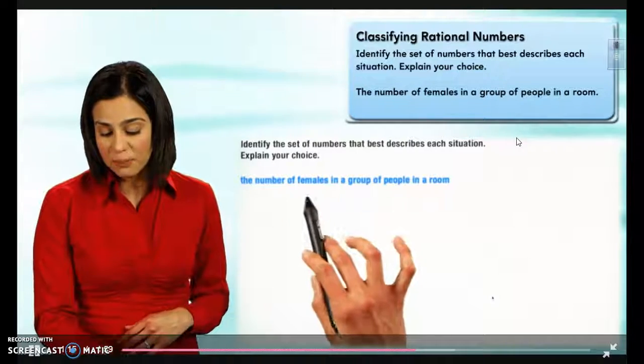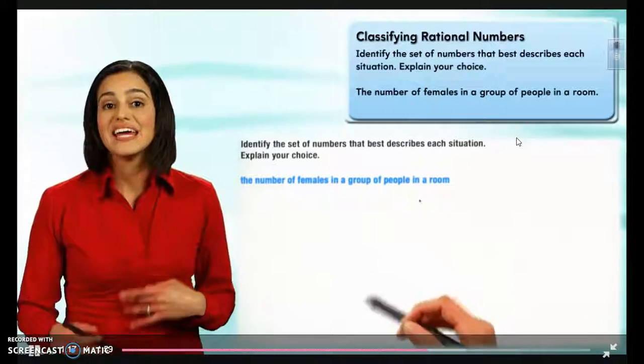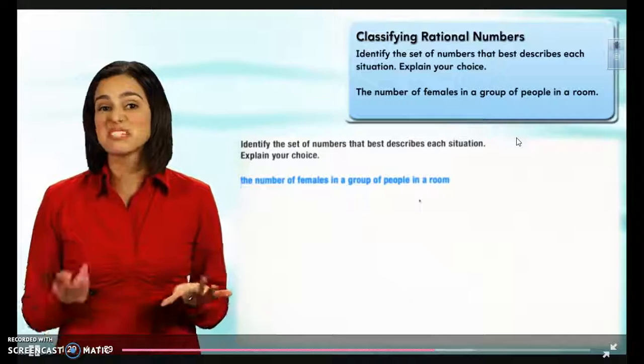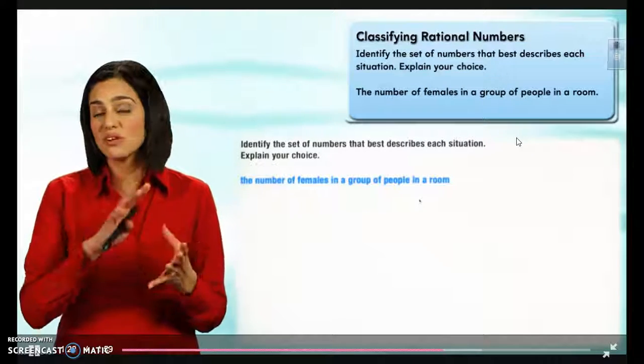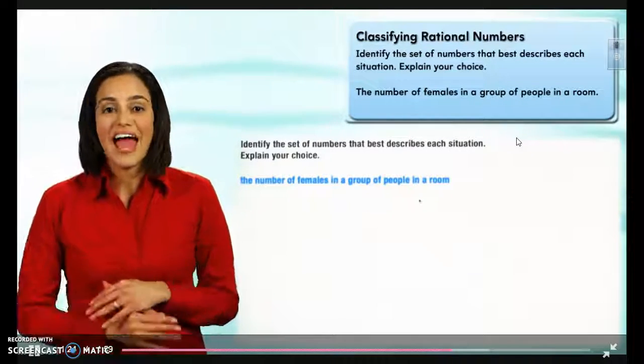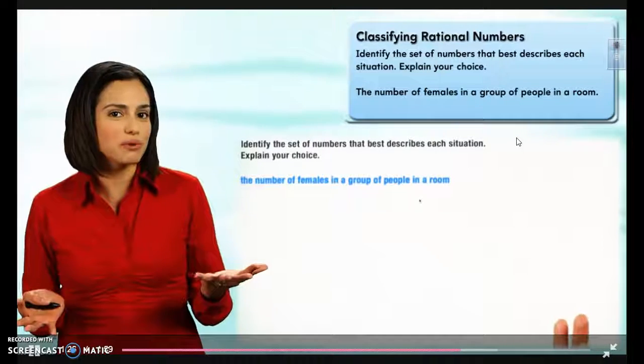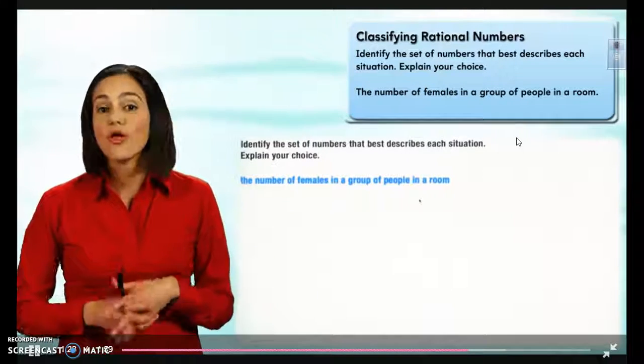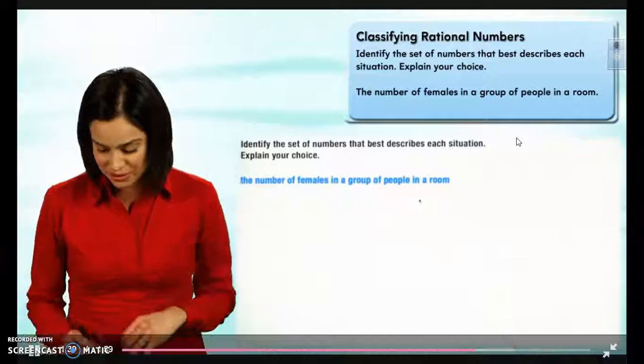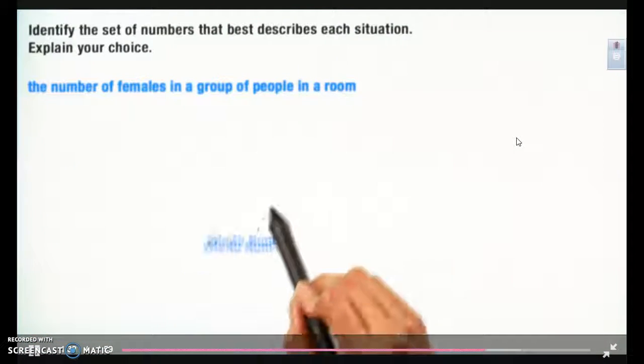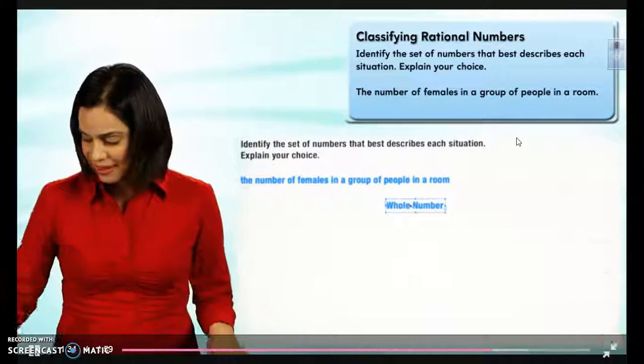The number of females in a group of people in a room. The number of females can be 0, 1, 2, 3, 4, 5, and so on. And what are those numbers called? Do you remember? Those numbers are the whole numbers. And there you have it.